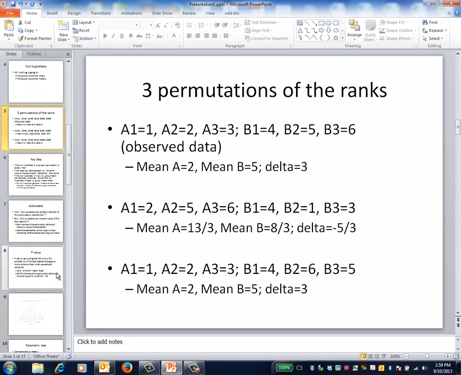To perform a permutation test, first transform the data into ranks. Now the group means are 2 and 5, respectively. Then notice there are exactly 720 possible permutations of the data, at least if I've counted correctly. This slide illustrates 3 of the possible permutations. Please note that the first 3 data points always correspond to group A, and the second 3 data points always correspond to group B.